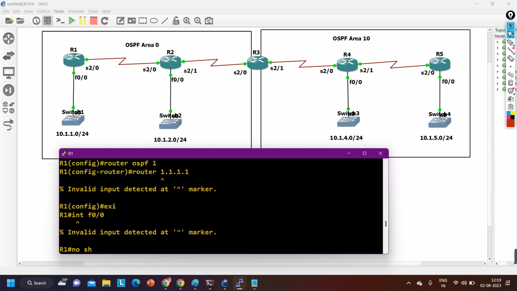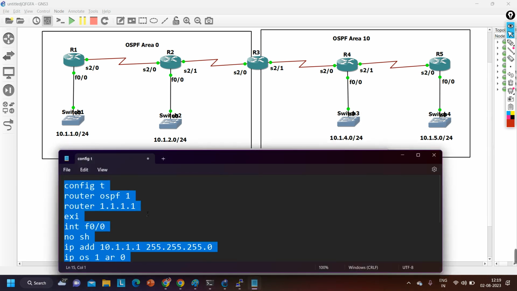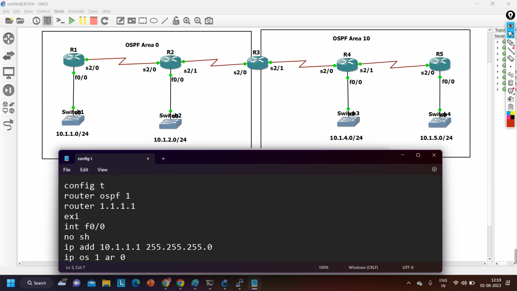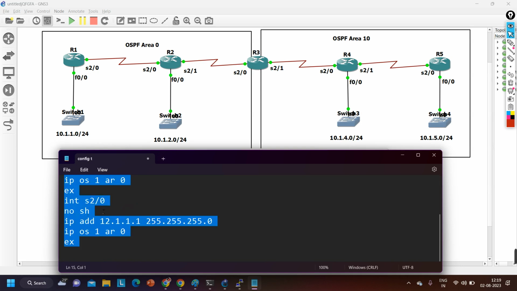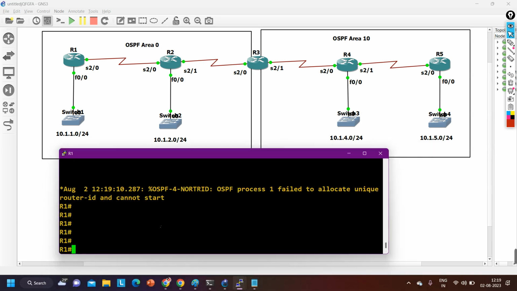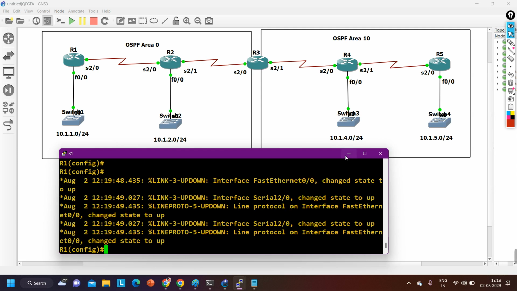What happened? Router ospf 1, router-id 1.1.1.1, and then there is some problem. I think I ran the exit command twice. Router OSPF, we didn't put the router ID. I forgot the router-id keyword. Let me copy the commands and paste them again. Now it's fine.